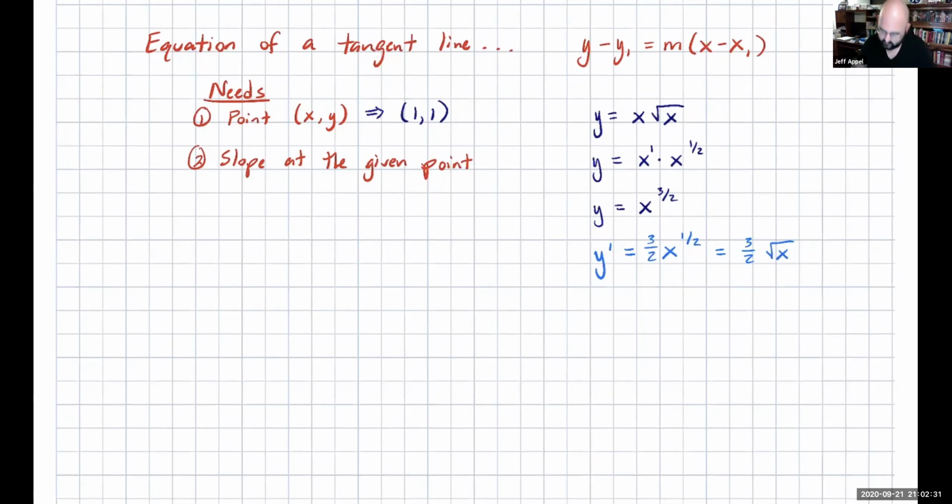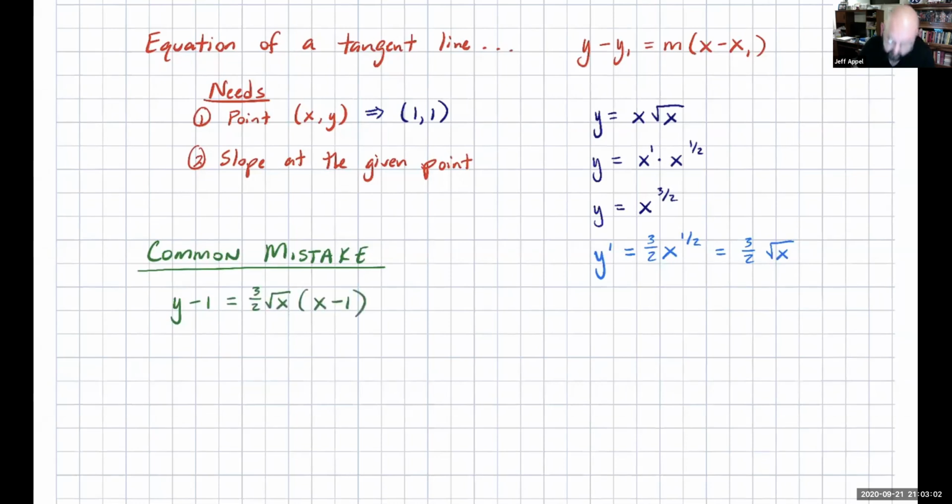Okay, so here is a very, very common mistake that happens when somebody is trying to solve for the equation of a tangent line. Please do not let this happen to you. So you know the point is (1, 1), right? That's your x1, y1 value in the formula. So people would say, okay, here's my equation: y minus 1, the y value, equals my slope. What's my slope? Oh, my slope is 3/2 root x, times x minus 1, and they put a box around it, and they feel very good about themselves.